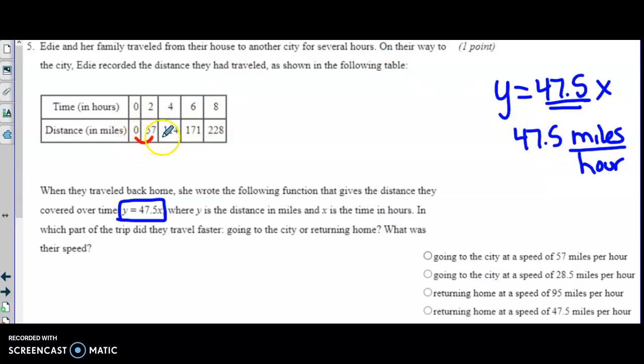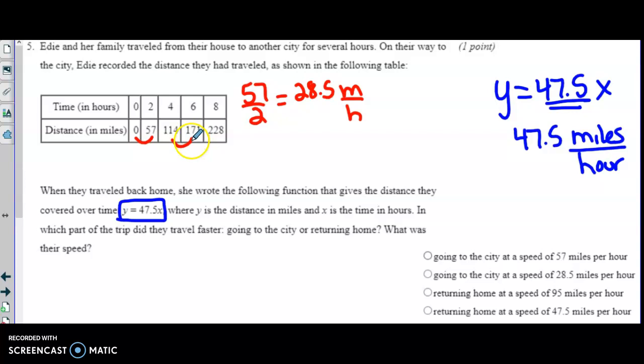From 0 to 57. Oh, wait, this goes by 2 hours. Okay, so that does make it a tiny bit more complicated because it doesn't go by every 1 hour. So what we can do is we can just reduce it each time. So they went 57 miles in 2 hours. So if we did that in our calculator, 57 divided by 2. For each of those 2 hours, they were going 28.5 miles per hour.